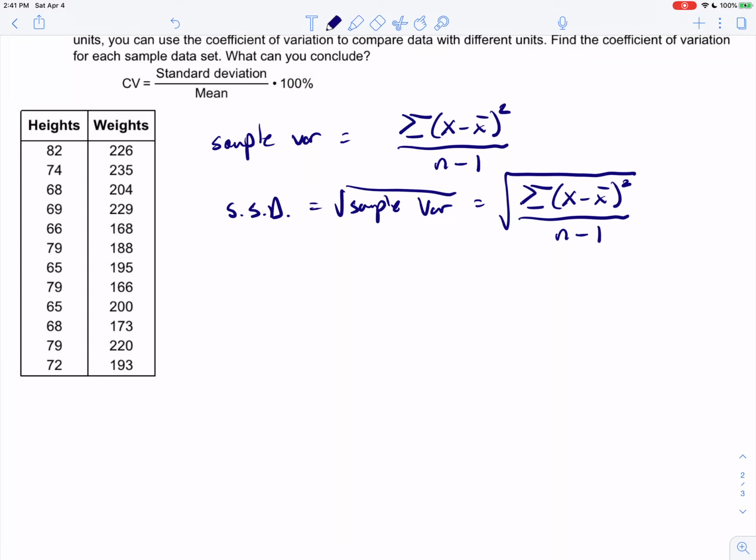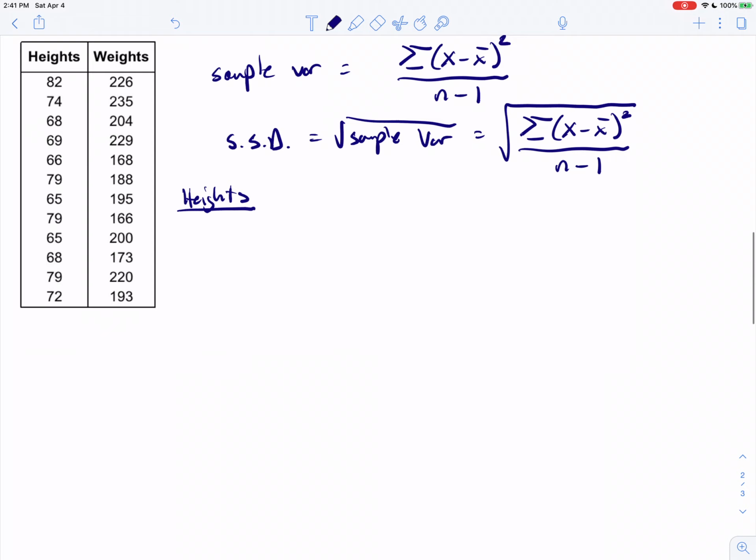I think I could do it on my TI-84 Plus. You could also use Excel, or Numbers if you're on a Mac. I'm just going to attempt to do it by hand. So let me start off. Let me do the heights first. The heights. All right. So then we take each x.